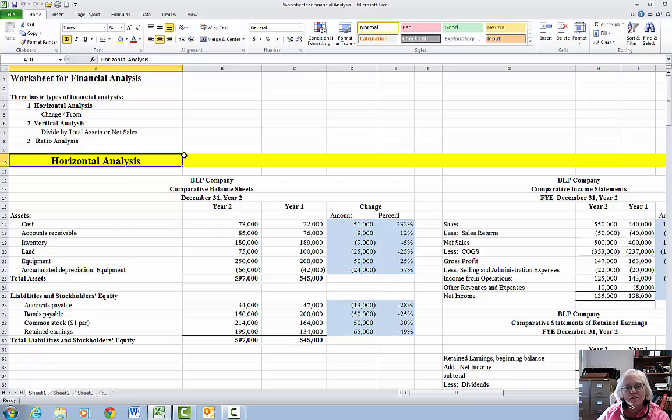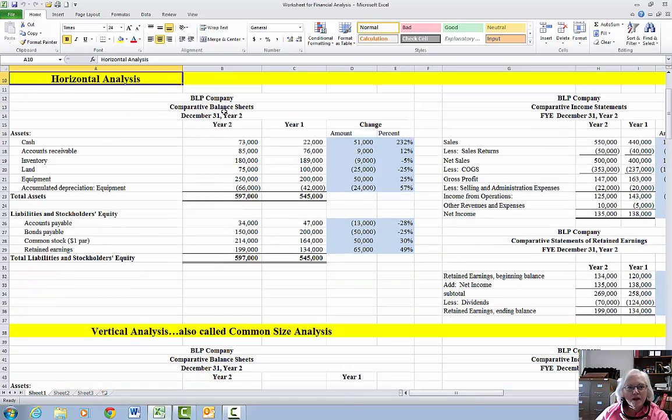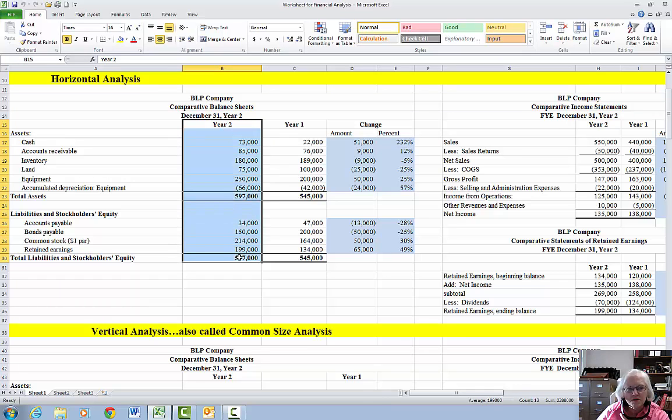Okay, so let's get started with horizontal analysis then. We'll start with the balance sheet and then we'll move to the income statement and the statement of retained earnings. The way you work it is the same on every single thing. You get comparative financial statements. So I have year 2 and year 1 for a company.